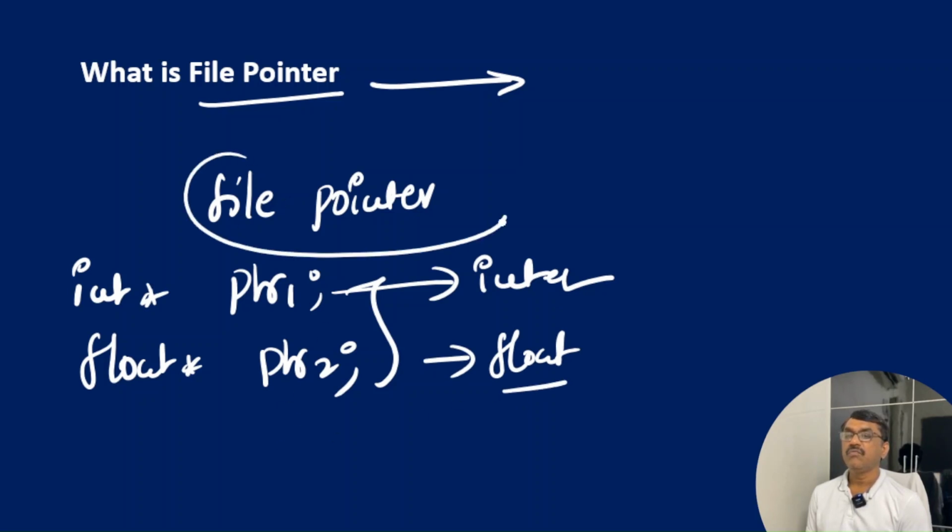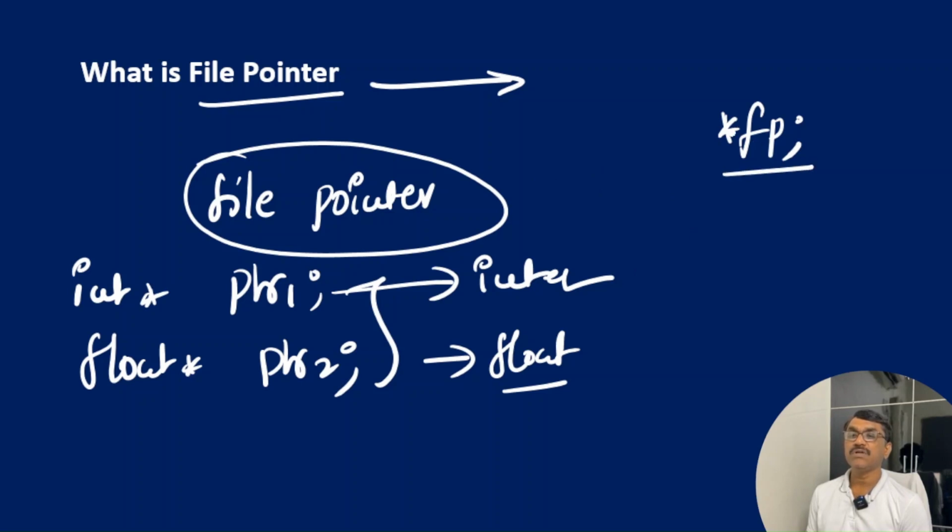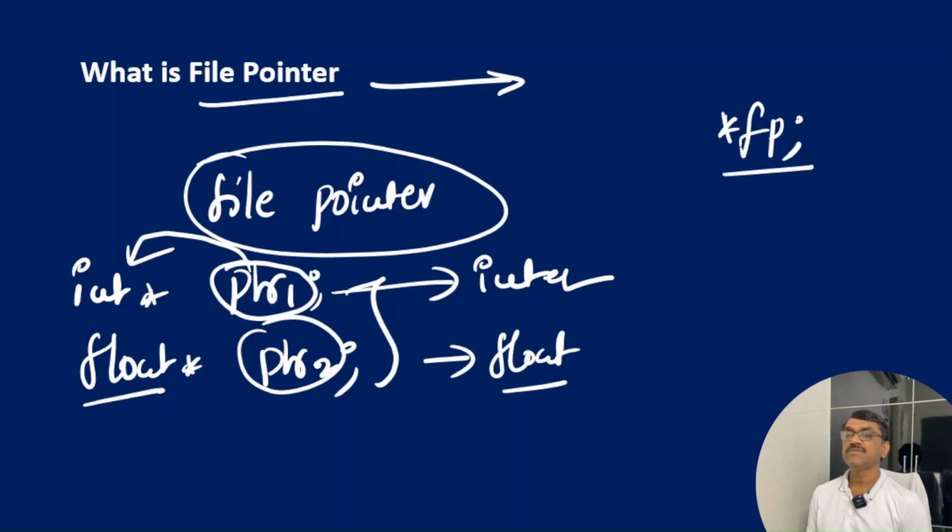But here, what is the purpose of using the file pointer? What is the type of the file pointer? Generally, here we are writing a star and some variable. Assume that I'm writing the variable as fp, fp in the sense file pointer. Now, what is the type of the file pointer here? If you take ptr1, the type is integer, and ptr2 is float, meaning they are pointing to integer and float. Similarly, a file pointer is pointing to the type FILE.